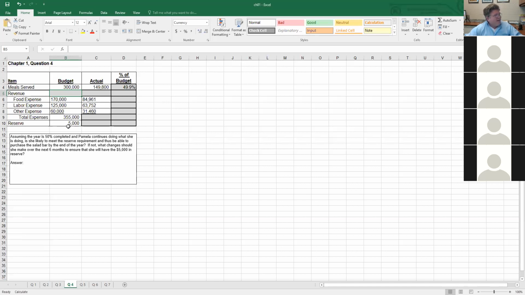So the reserve is kind of like, this is a school, so they don't make a profit, but they do have a little leftover money. So if I take all my expenses plus my leftover money, what do I get? I get 360,000. So that's my revenue. That's all my expenses plus a little bit of reserve. Oh, okay, added those together.